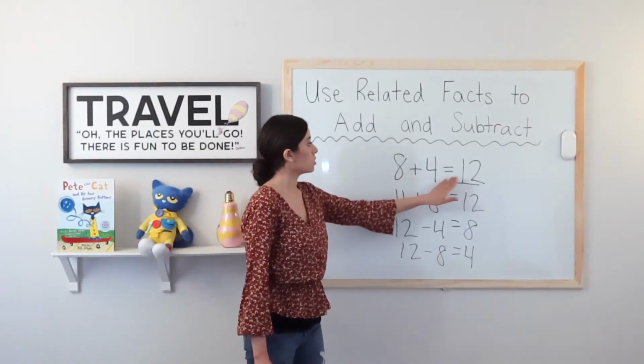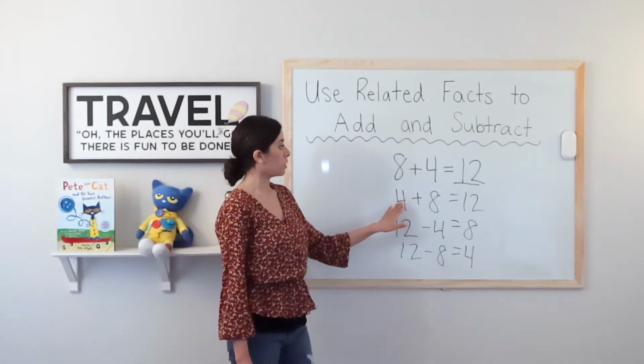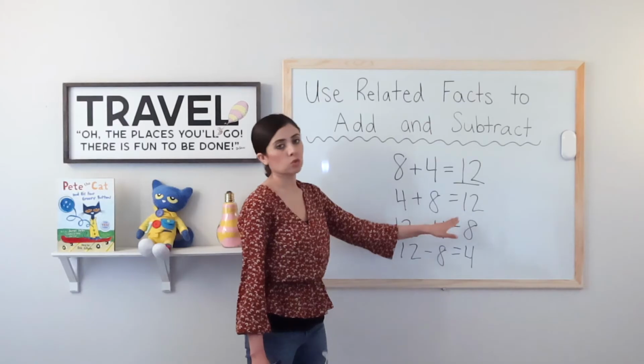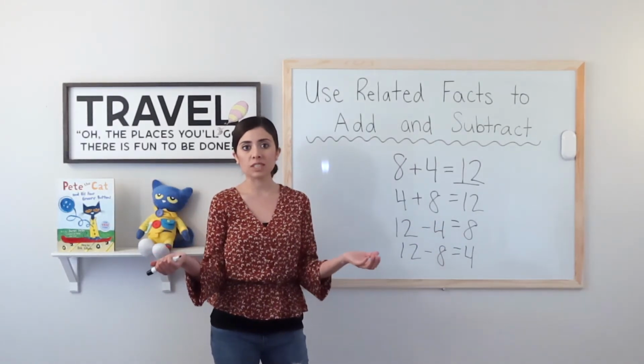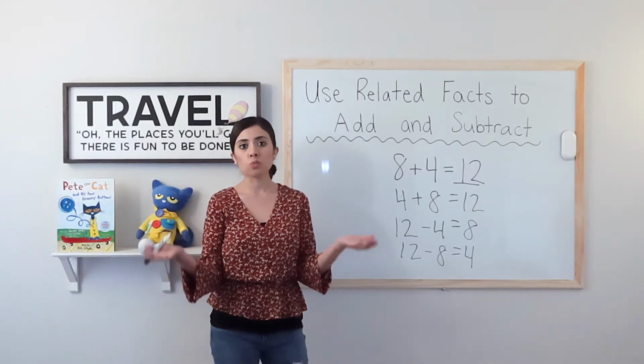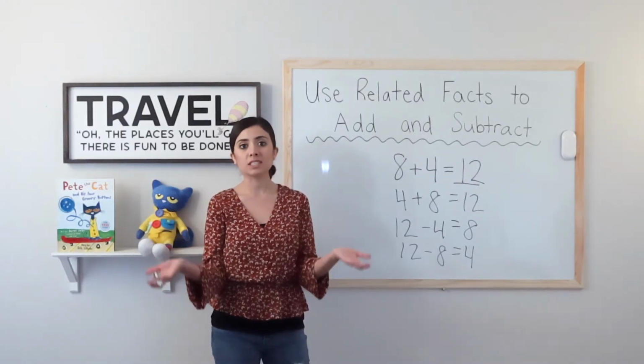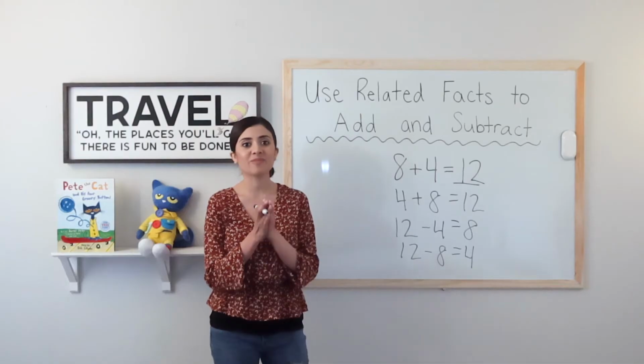8 plus 4 equals 12. I can flip it and say 4 plus 8 equals 12. It's as if I have 4 marbles in this hand and 8 marbles in this hand. It doesn't matter which hand has which number, I still have 12 in all, right?